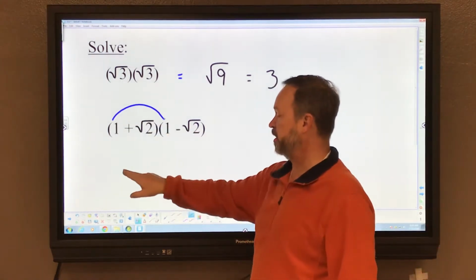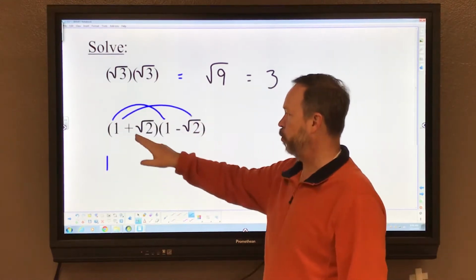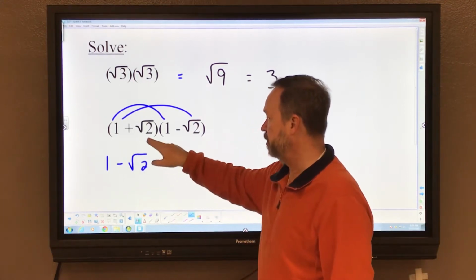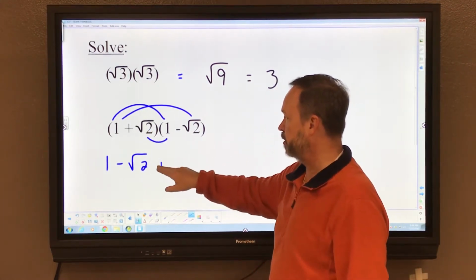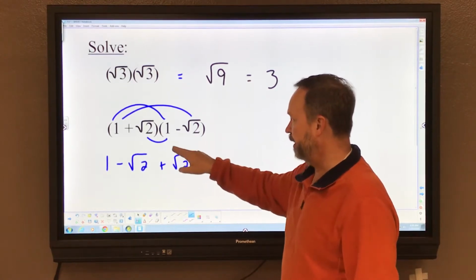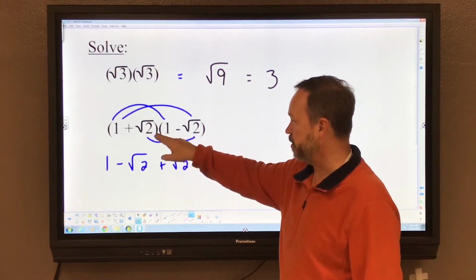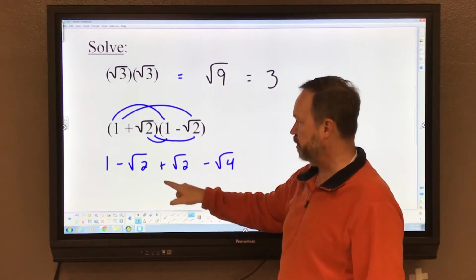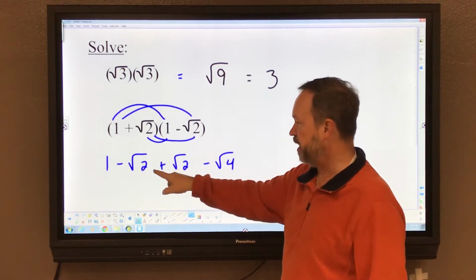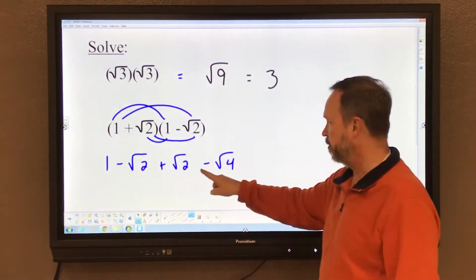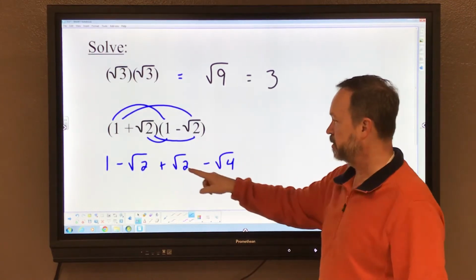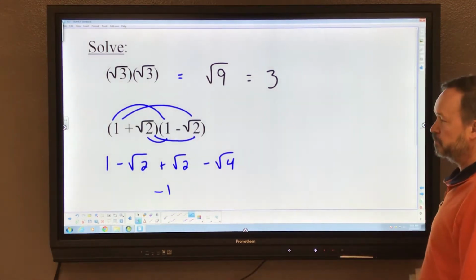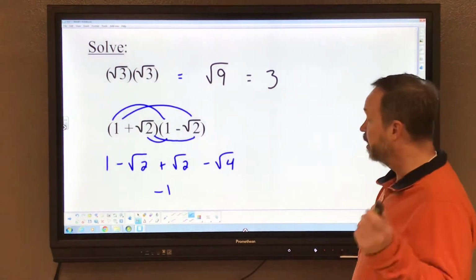So first, 1 times 1. Outside, 1 times a negative square root of 2 is negative square root of 2. Inside, square root of 2 times 1 is positive, right? And then the last one in each bubble, the square root of 2 times the negative of the square root of 2, which is the negative square root of 4. So you can see what happens to these two guys in the middle. They're going to cancel. And that 1 minus 2, because that would be 2, right? So that 1 minus 2 is negative 1. You can always back the video up and watch it again if you didn't get that.